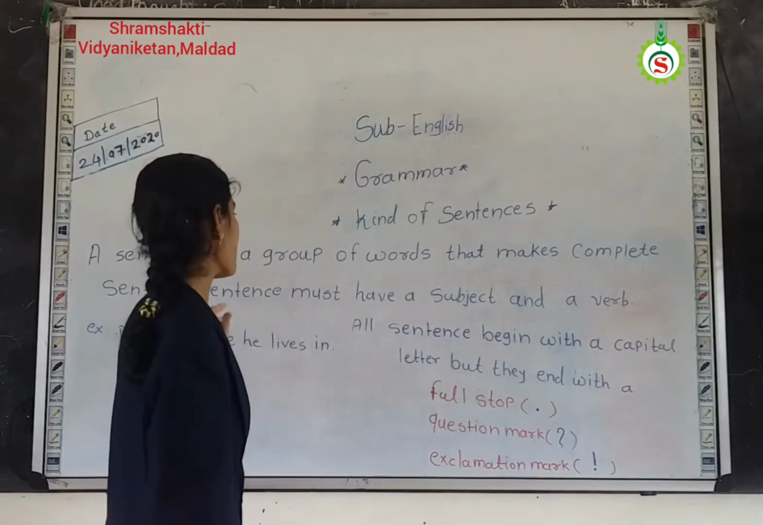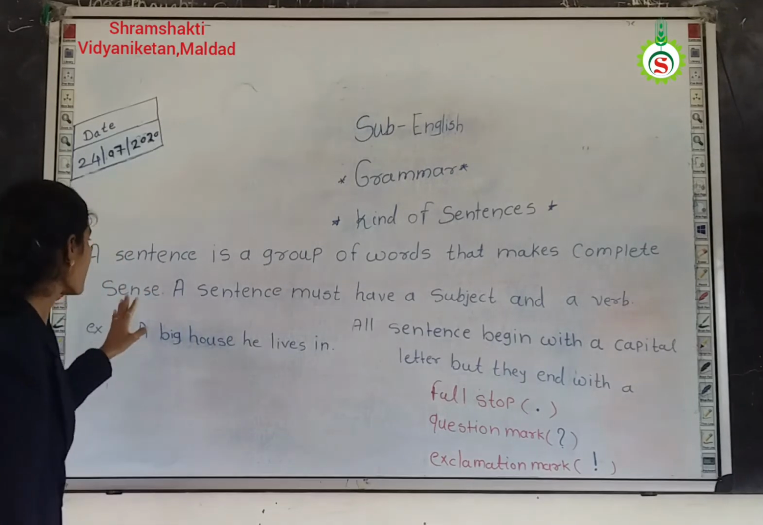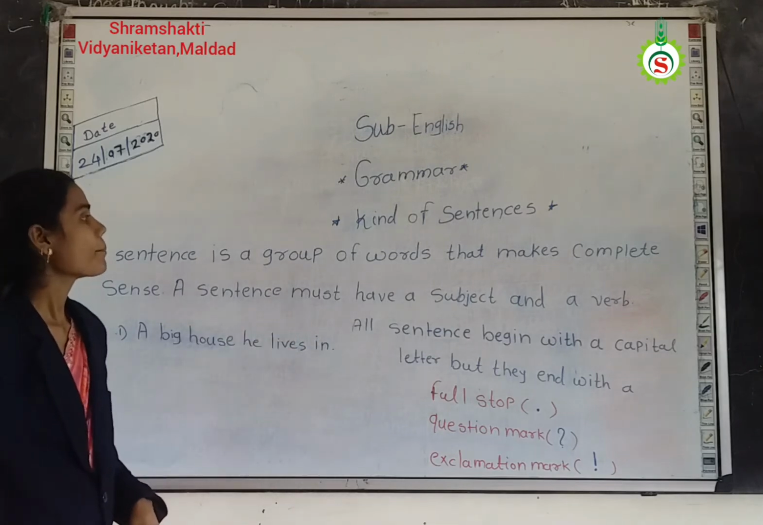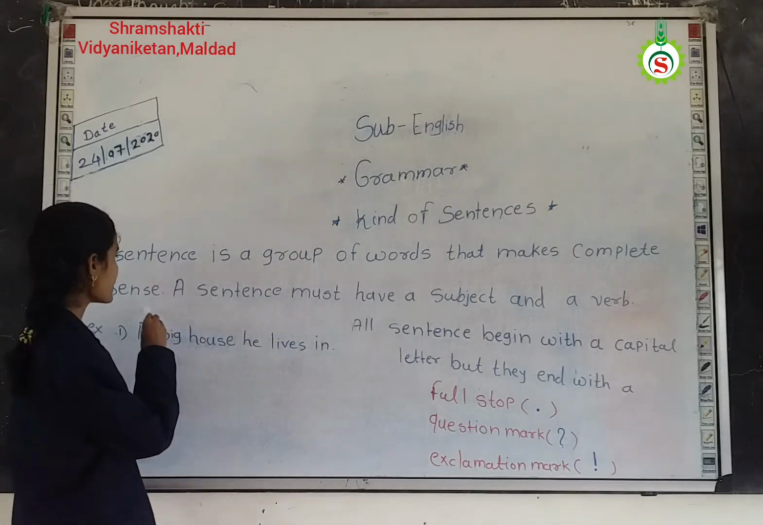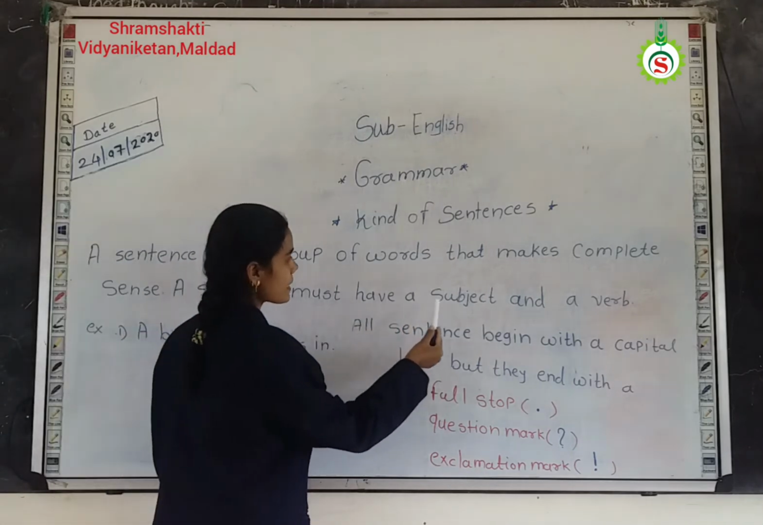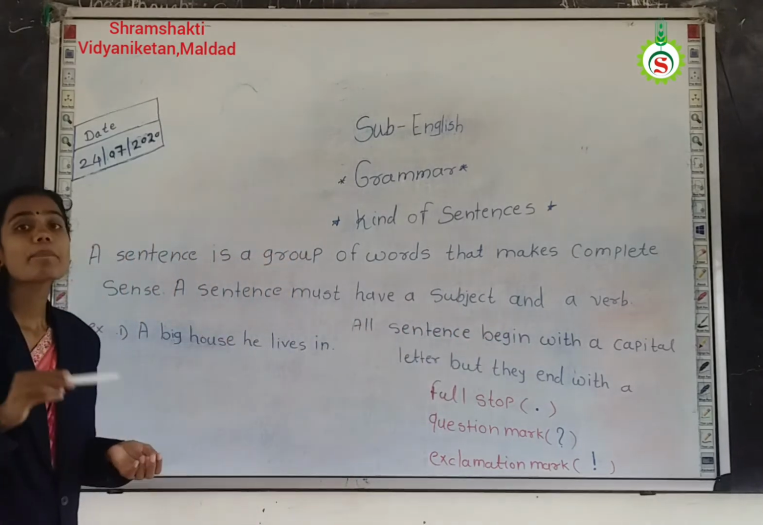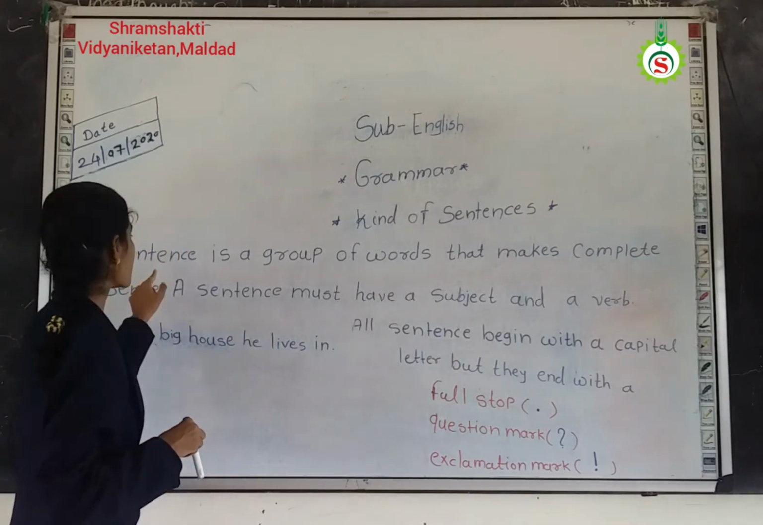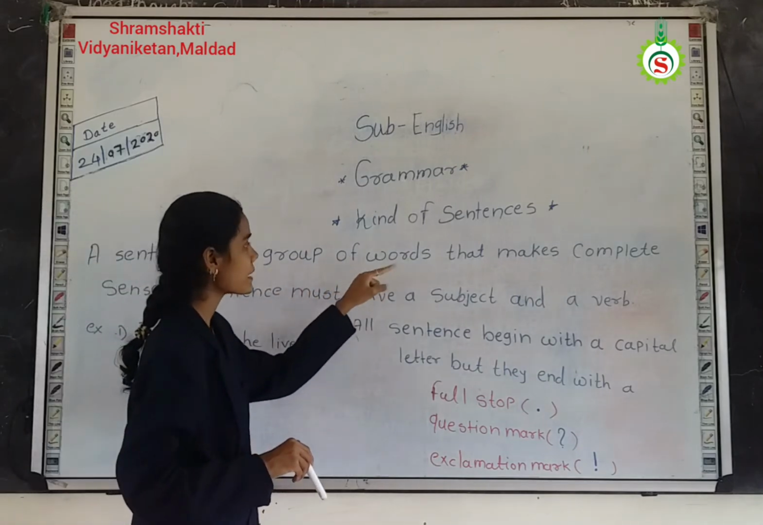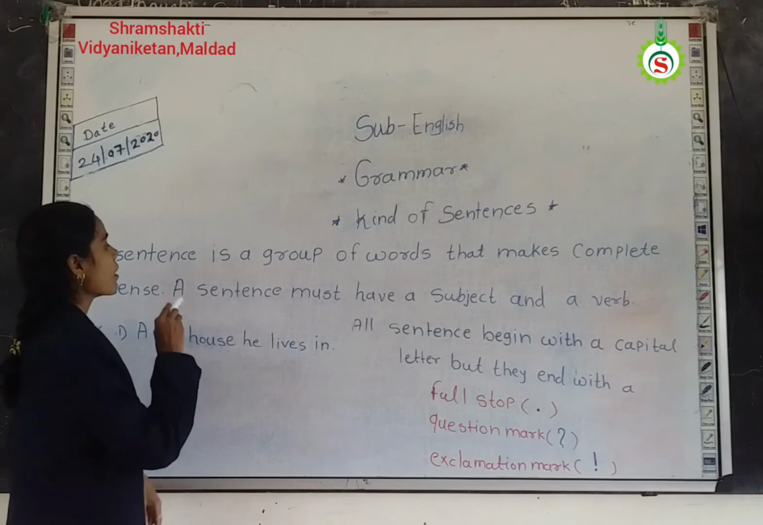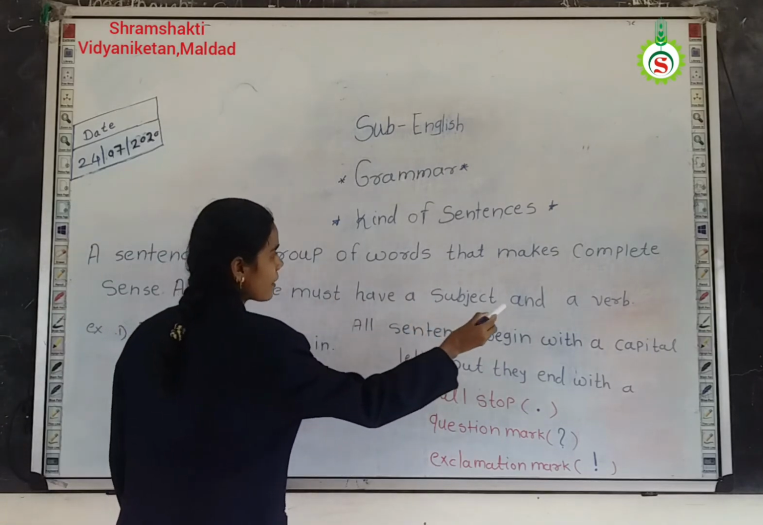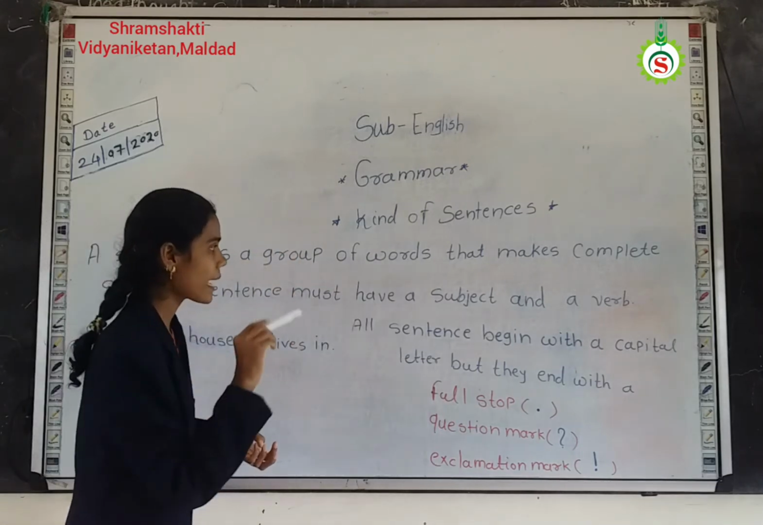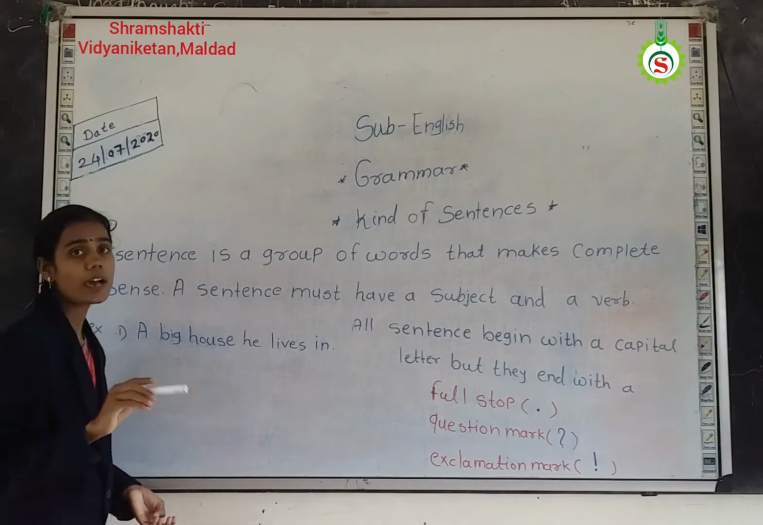So, there is a definition of sentence. Listen carefully. A sentence is a group of words that makes complete sense. A sentence must have a subject and a verb. It is called a sentence. I will read this definition again. A sentence is a group of words that makes complete sense. A sentence must have a subject and a verb. So students, a sentence is a group of words that makes complete sense.